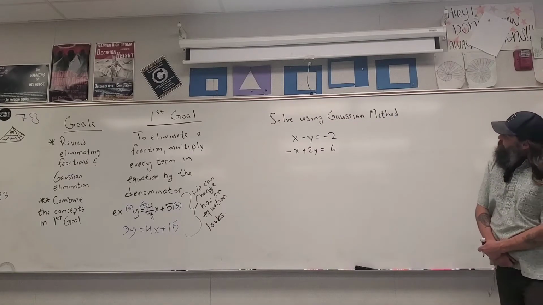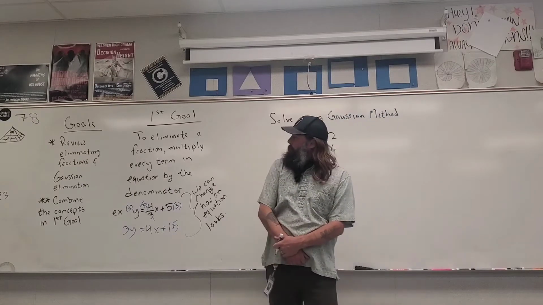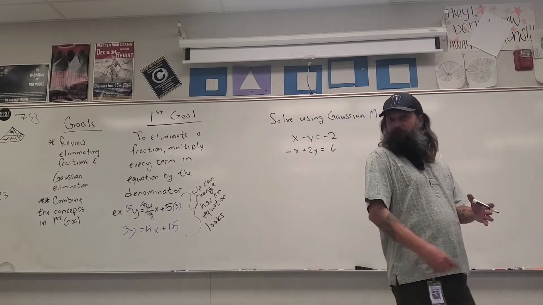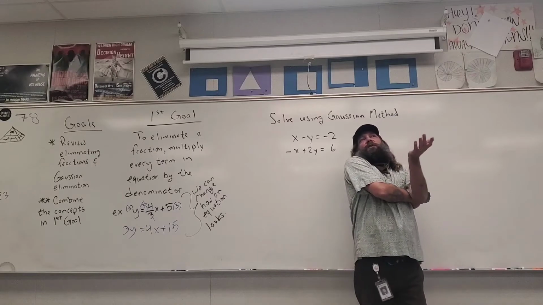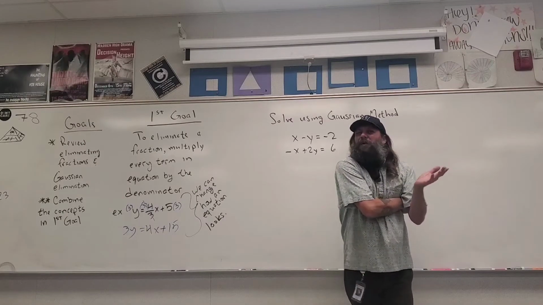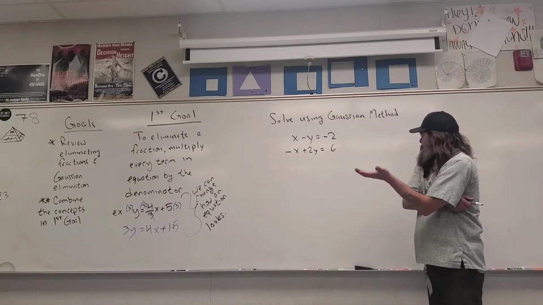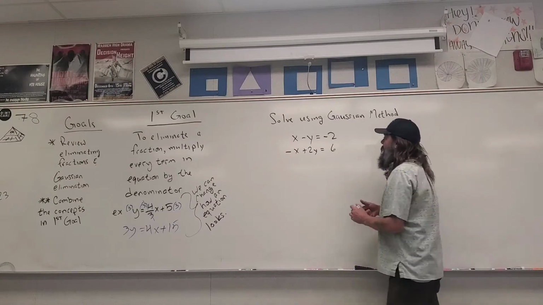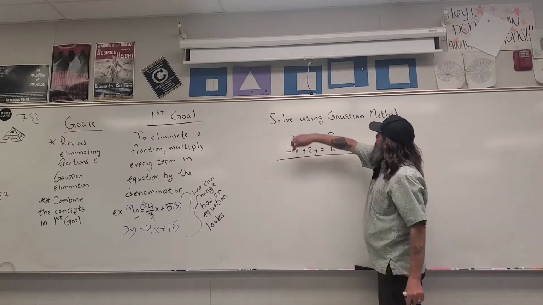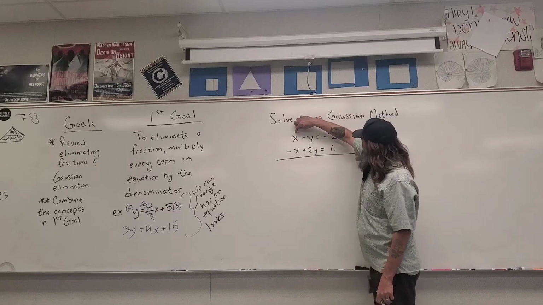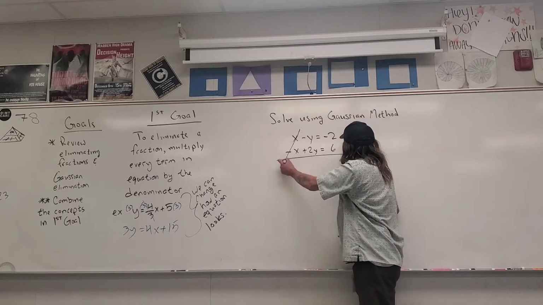So that was the first part of the first goal. The second part of the first goal is to solve using the Gaussian method. Remember, Gauss showed us that you could add equations together. 9-year-old Gauss. So here I have 2 equations. I'm going to add them together. Positive x minus x. These guys are going to cancel each other out.